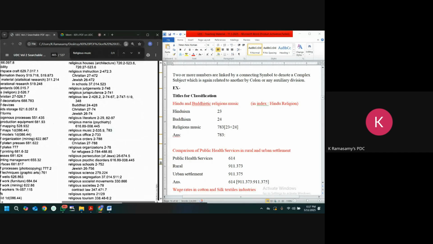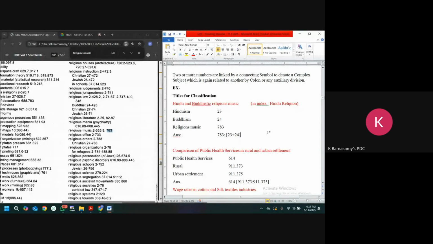7 stands for arts, 78 stands for music, and 783 stands for religious music. So religious music is a common term which is applicable to both Hinduism and Buddhism. So I'm writing the answer this particular way. 783 is religious music, colon means I'm combining these two concepts, and this 23 plus 24 is given in square brackets, meaning that these two items are grouped and religious music is studied in terms of both Hinduism and Buddhism.